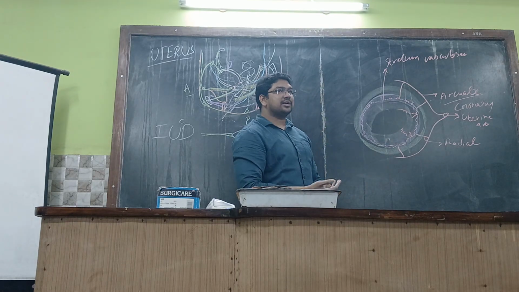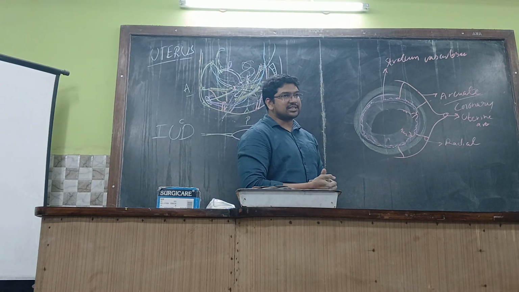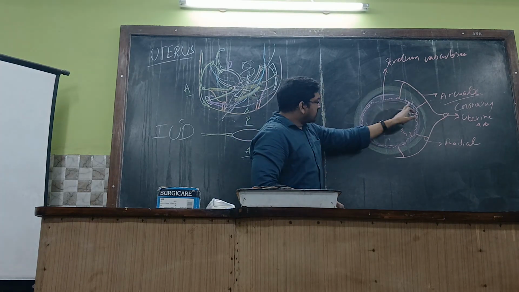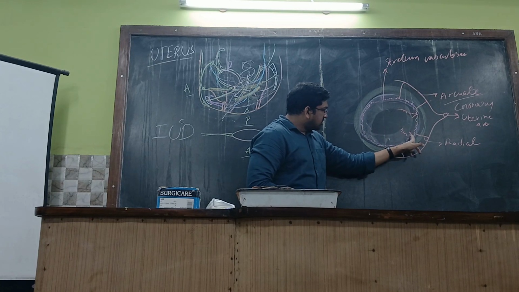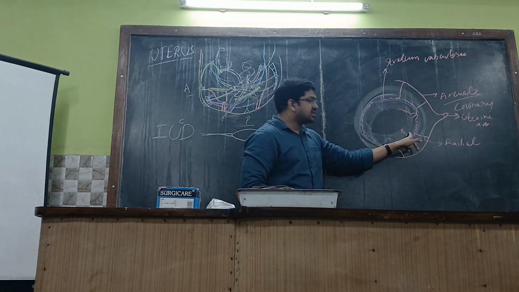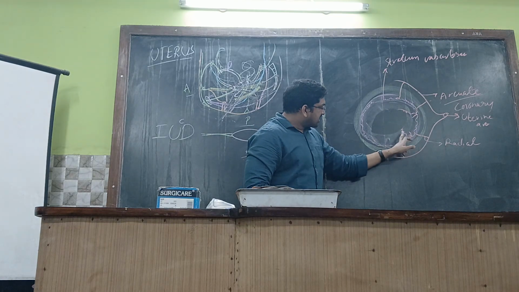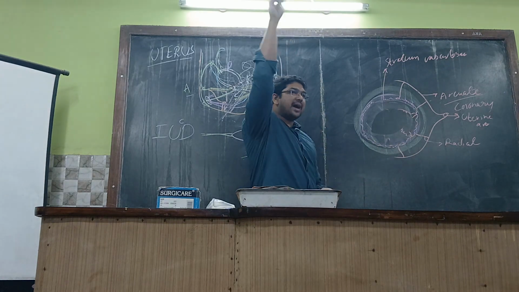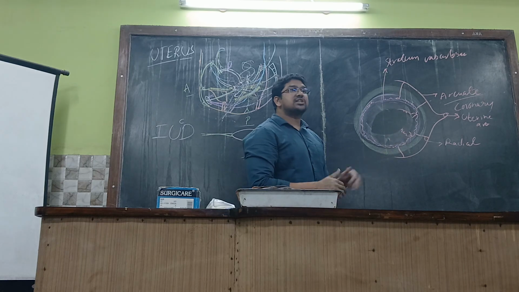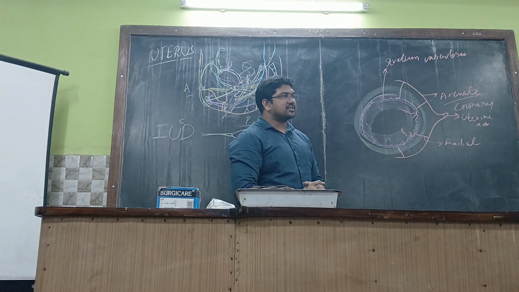Stratum means layer, vasculosum means vessels, you can understand. From this stratum vasculosum, two sorts of branches occur. One is a straight branch, which is nothing but the branches for the basalis layer, and the others are tortuous and spiral. Those are for the functionalis layer. That's all of the arterial supply of the uterus.